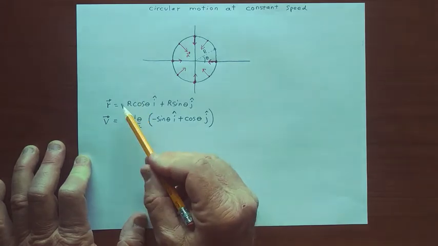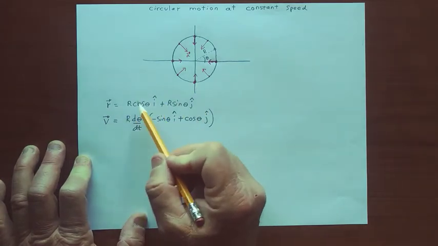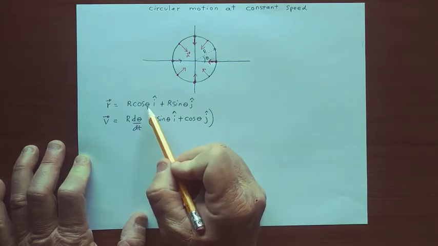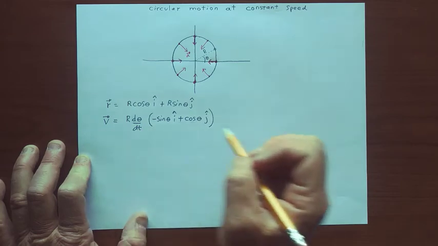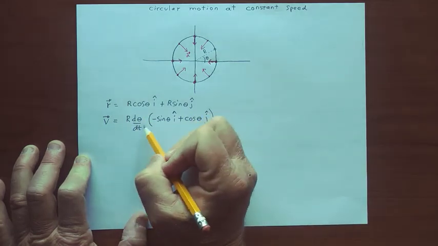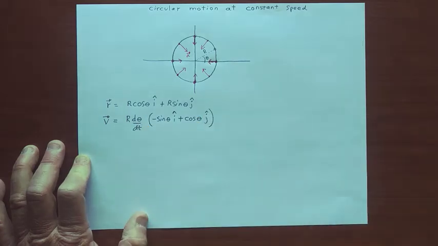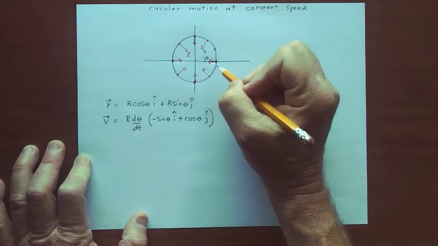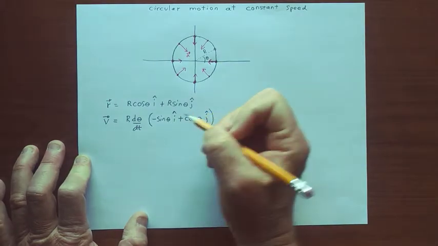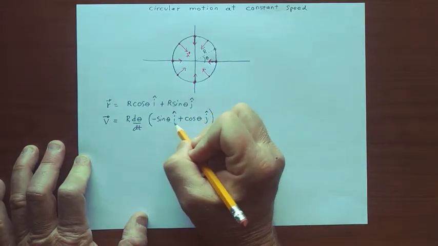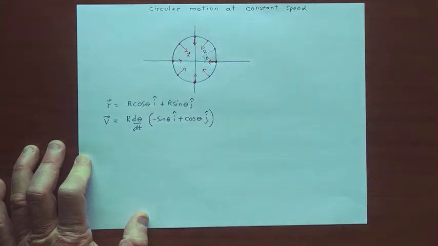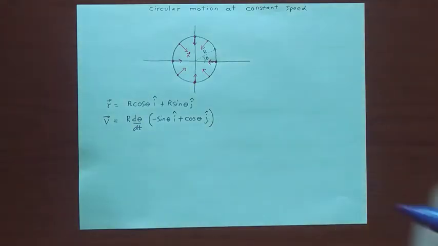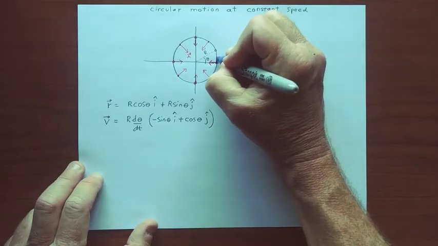So we take the derivative of the position, which is parameterized using r and theta in this way, and the velocity equation looks like this. The magnitude of the velocity is r d theta by dt. That's a constant at every point, but let's see the direction. So when the object is here, theta is 0, sine of 0 is 0, cosine of 0 is 1, and so we have a j hat. And so let's draw a blue velocity vector here, which is straight up.